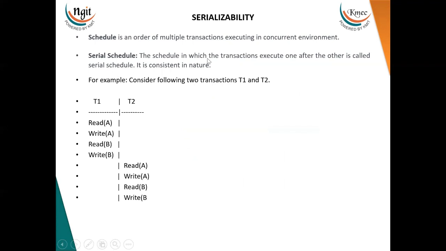Serial schedule. A schedule in which the transactions execute one after the other is called serial schedule, and it is consistent in nature. So why the serializability concept is introduced is, in the earlier class, we have learned about the concurrent executions, right? What is concurrent execution? Multiple transactions take place at the same time, right? More number of users are able to access the same database at the same time in order to perform different types of transactions. That is termed as concurrent execution.